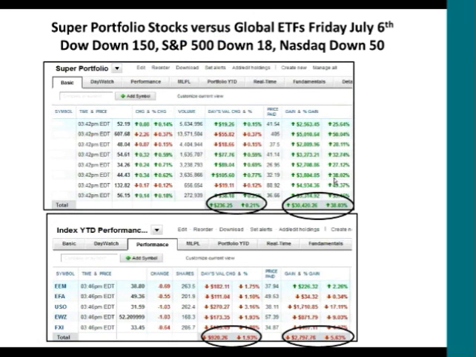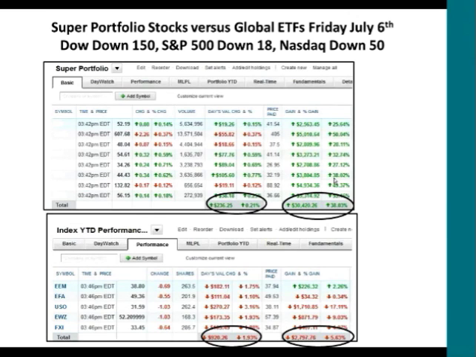This was a couple weeks ago when they came out with the employment numbers on Friday, July 6th. And they were disappointing numbers. And when I took this snapshot, the Dow was down about 150, the S&P was down 18, NASDAQ down 50 in response to the poor unemployment numbers.